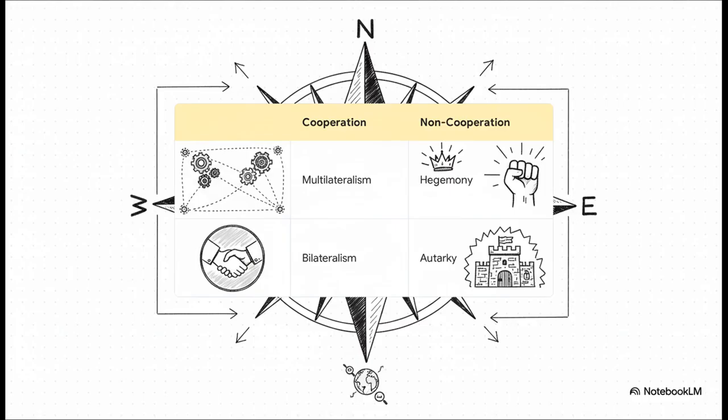This gives us four basic playbooks, four archetypes for how a country can act. You can think of them as strategic postures. If you can figure out where a country sits on this map, you can start to understand why they do what they do and maybe even guess what they'll do next. Let's walk through each one.